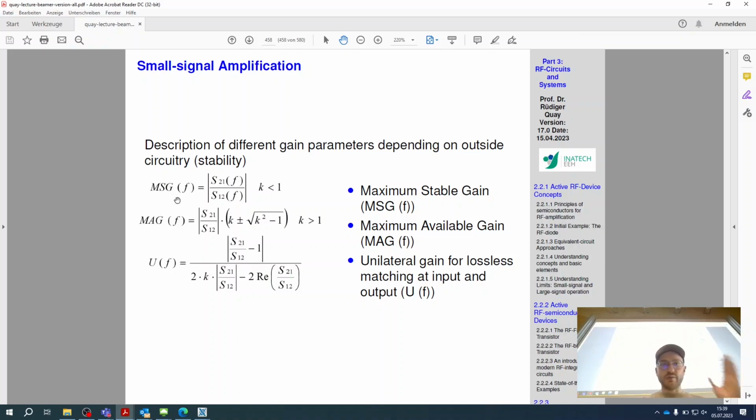How do you derive the MSG? How do you derive the MAG? These simple formulas. What is the unilateral gain? And the unilateral gain gives you what? It gives you the Fmax. The H21, which is the I out versus the I in, gives you the current Fmax. The FT is the current gain, and this is the unilateral gain, which is the Fmax.